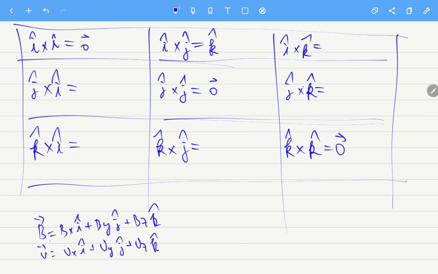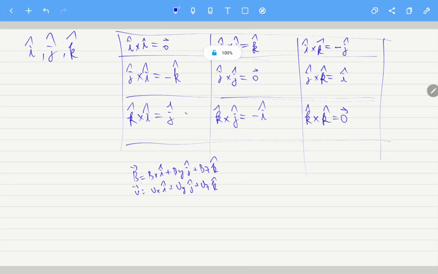If we have i cross k hat, it should be negative j hat. If we have j cross i hat, it should be negative k hat. If we have j cross k, it should be i hat. If we have k cross i, it should be j hat. If we have k cross j, it should be negative i hat. So how to remember? It is like this one, and this one is positive, and then this one and this one are negative. So still not so trivial, but actually you can see.